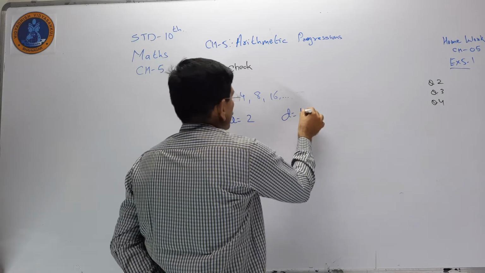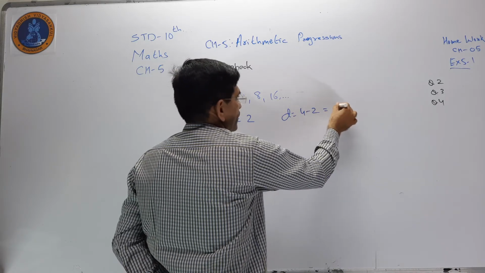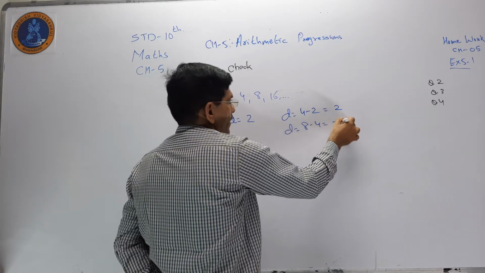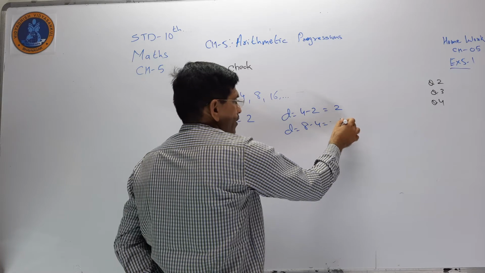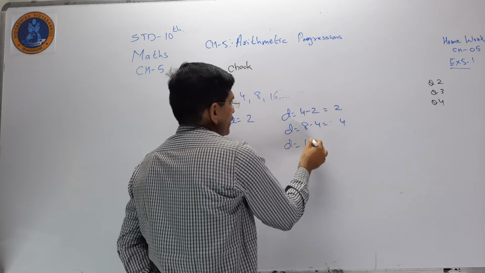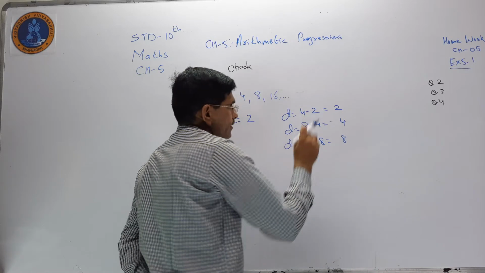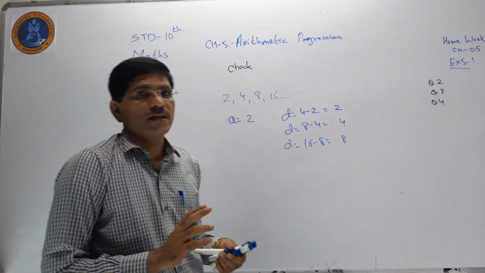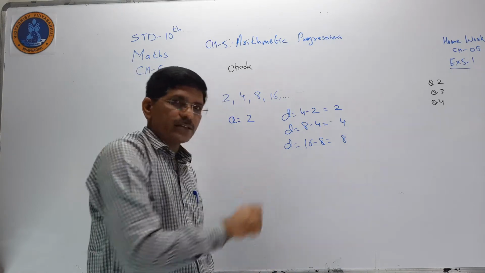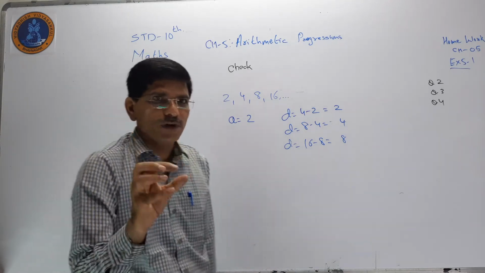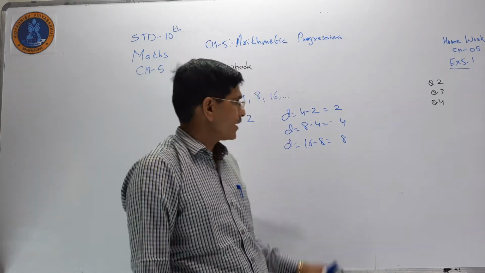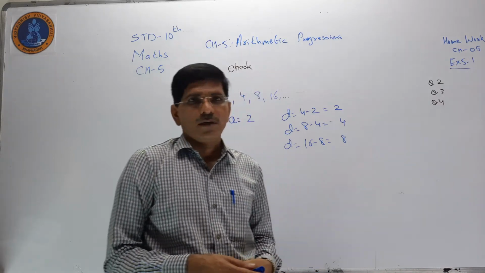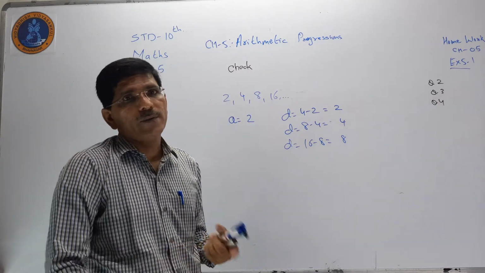So D is equal to 4 minus 2, that is 2. Here D is equal to 8 minus 4, that is 4. Here D is equal to 16 minus 8, that is 8. So now if you check, every time the difference is different. Already in the definition we showed that the common difference is a fixed term every time. So here the common difference is 2, then 4 and then 8. Then how is it possible? Because it is not the same every time.